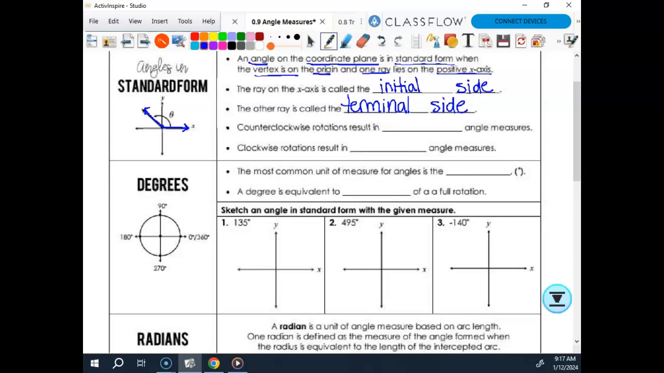If I go counterclockwise like this, because it's opposite of what the clock would do, right? That results in positive angle measures. If I go clockwise like the clock does, and I go this way from 0, that results in negative angle measures. So if you did not know that negative angles exist, that kind of looks like a negative. It looks funky. That's an N, negative.